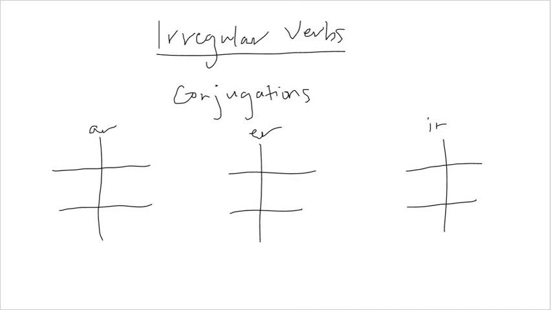Okay, we are going to learn some new irregular verbs today, but first we're going to review regular verb conjugation. So remember, in Spanish there are three types of verbs: AR, ER, and IR verbs. Let's just go over the conjugations really quick so you remember.